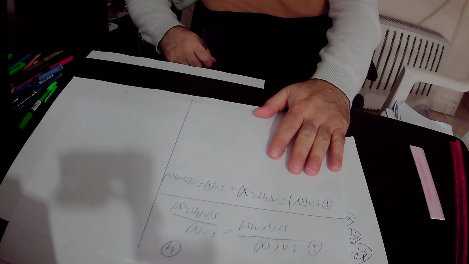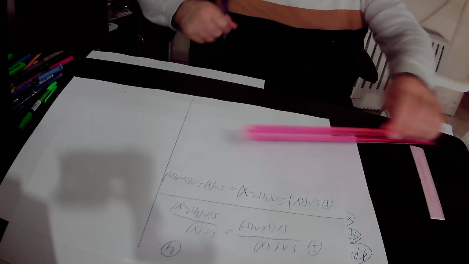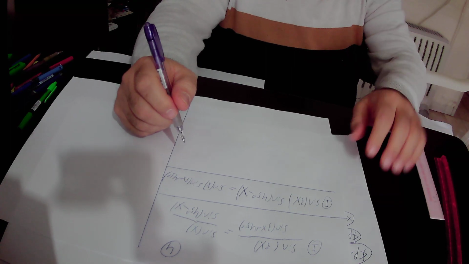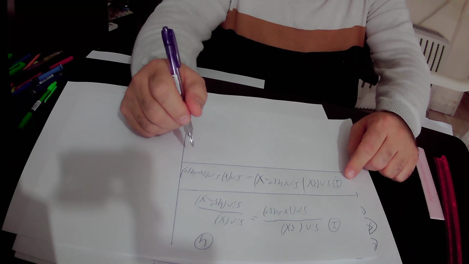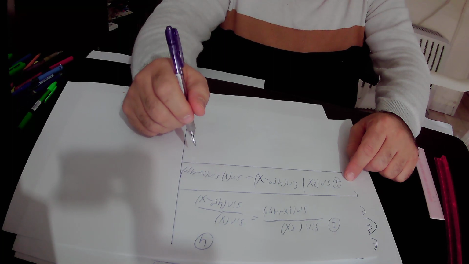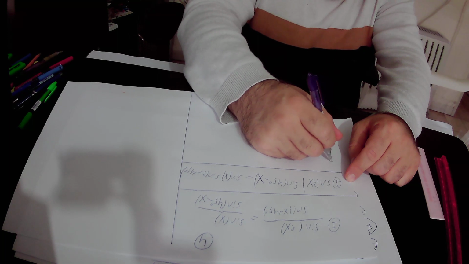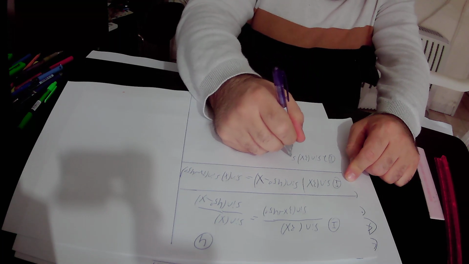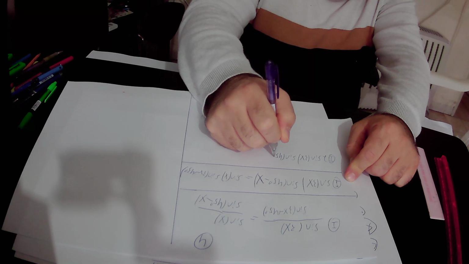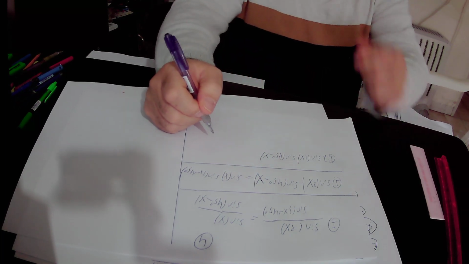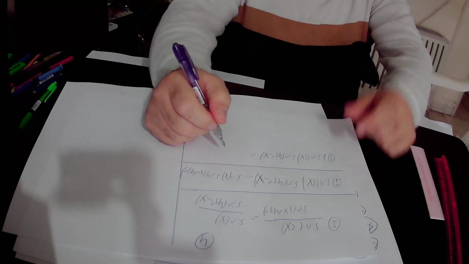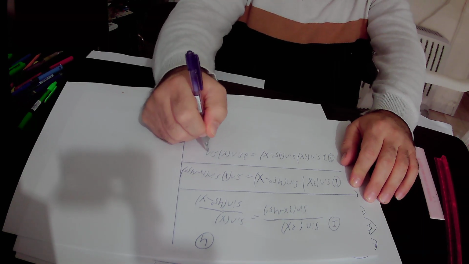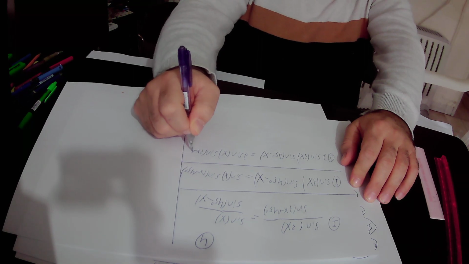So here we will multiply this equation number 1 by 2, and we will get that two times sine 3x times sine of (45 degrees minus x) equals 2 times sine x times sine of (3x plus 45 degrees).